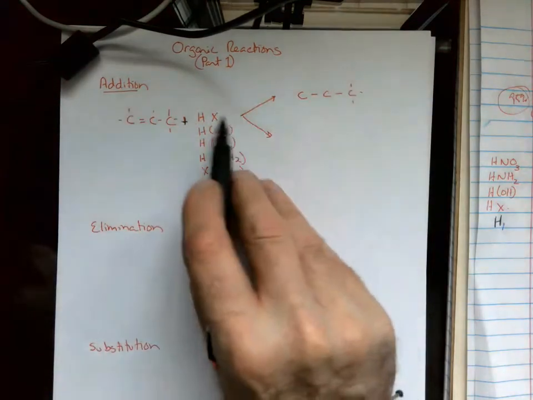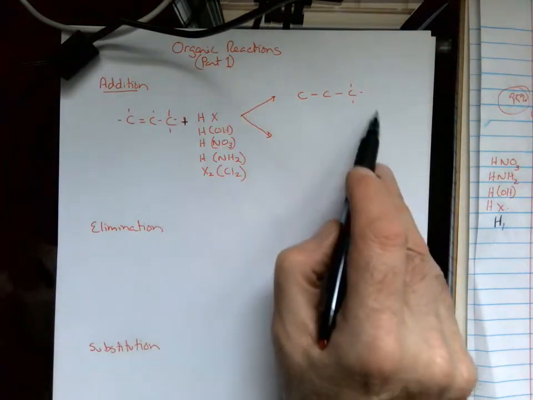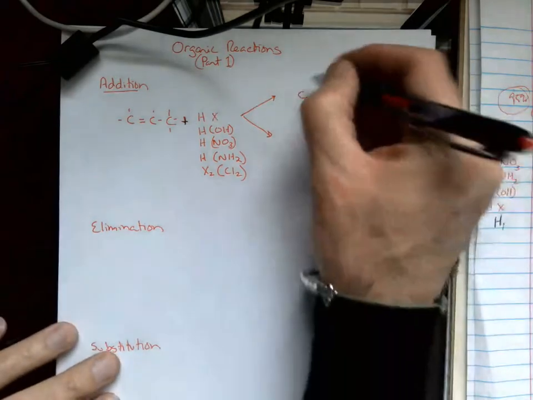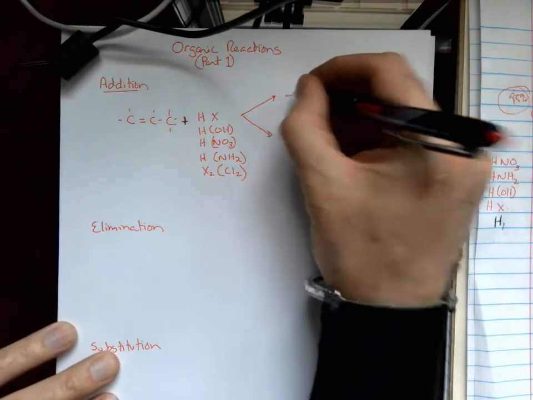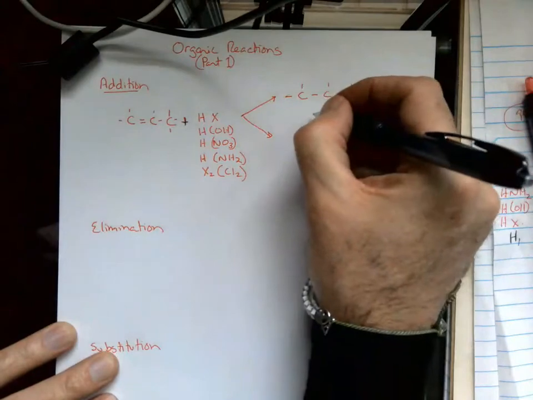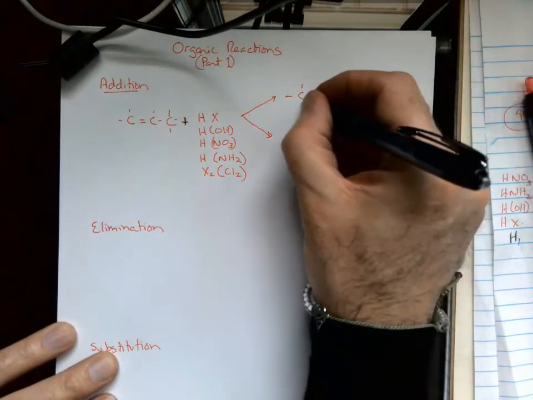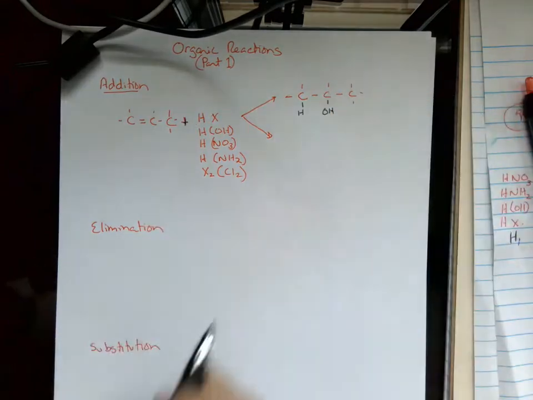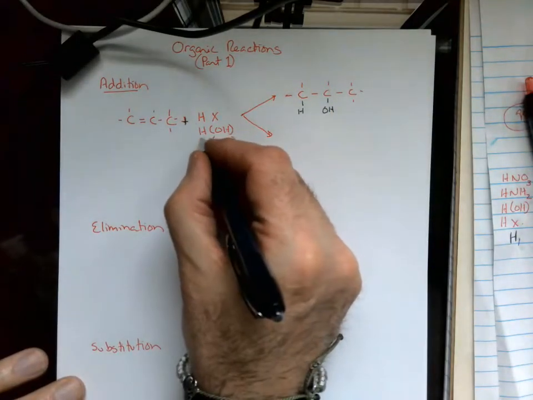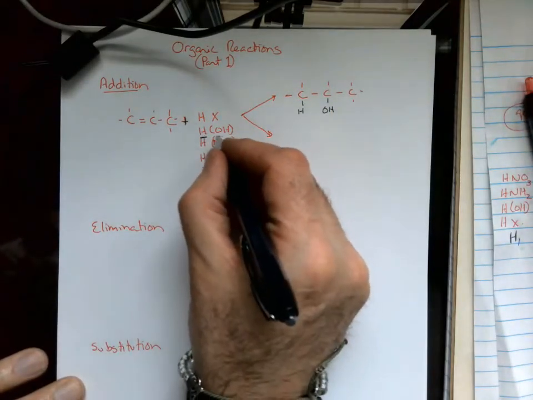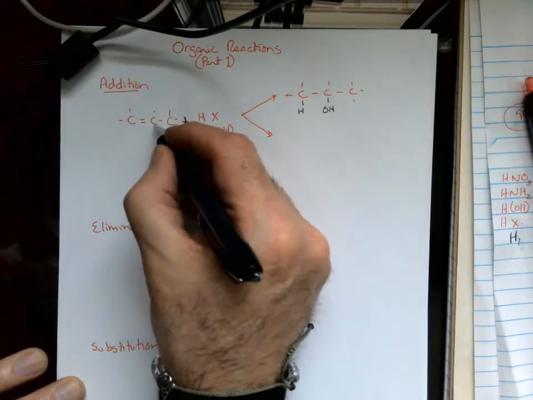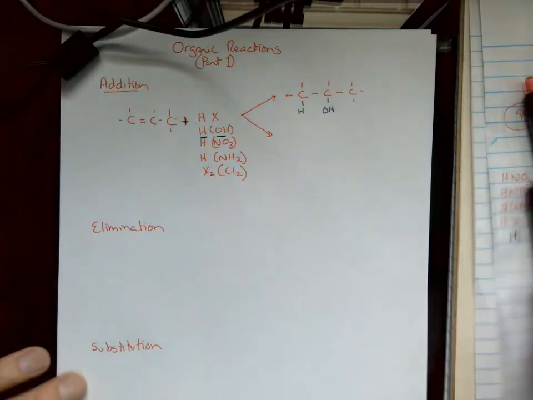So this last carbon stays the same. It's got 3 bonds coming off of it. But now what you've done is you've added an extra bond on here. So let's say if we added HOH in, which is water, the H could go here and the OH could go there. So one portion of this molecule goes to one carbon on the double bond and one to the other. So whatever gets added has to be added in where the double bond was.